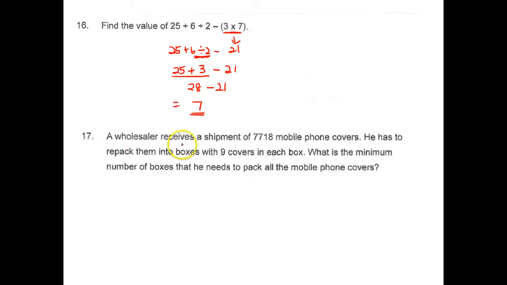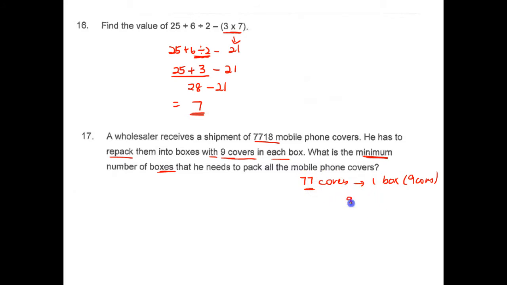Question 27. A wholesaler receives a shipment of 7,718 mobile phone covers. He has to repack them into boxes with 9 covers in each box. What is the minimum number of boxes he needs to pack all the mobile phone covers? Now, let's make our numbers simpler. If I have 77 covers, I want to pack each in one box. In one box, I need to pack 9 covers. So how many boxes would I need for 77 covers?